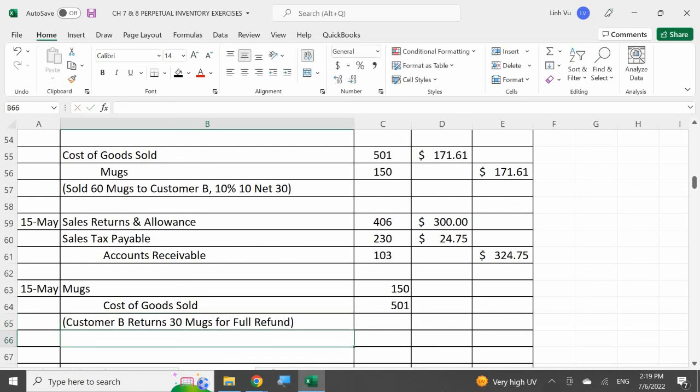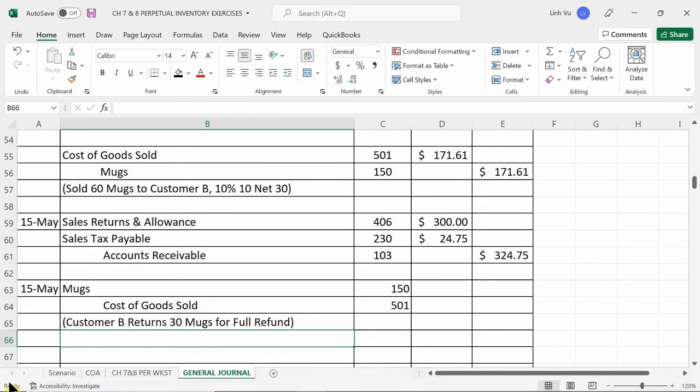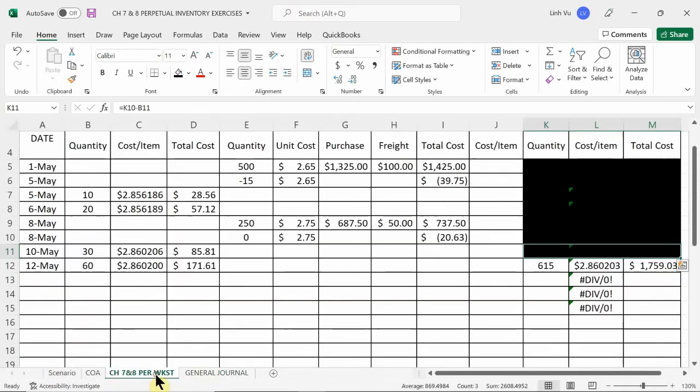Okay, so now we got to shove it back into my inventory worksheet. Now, here's the question, right? How do we put it back into my inventory? Well, you should do it this way, okay? Especially because we're using moving average, you definitely don't want to make any mistakes, all right? Or have to redo or undo.